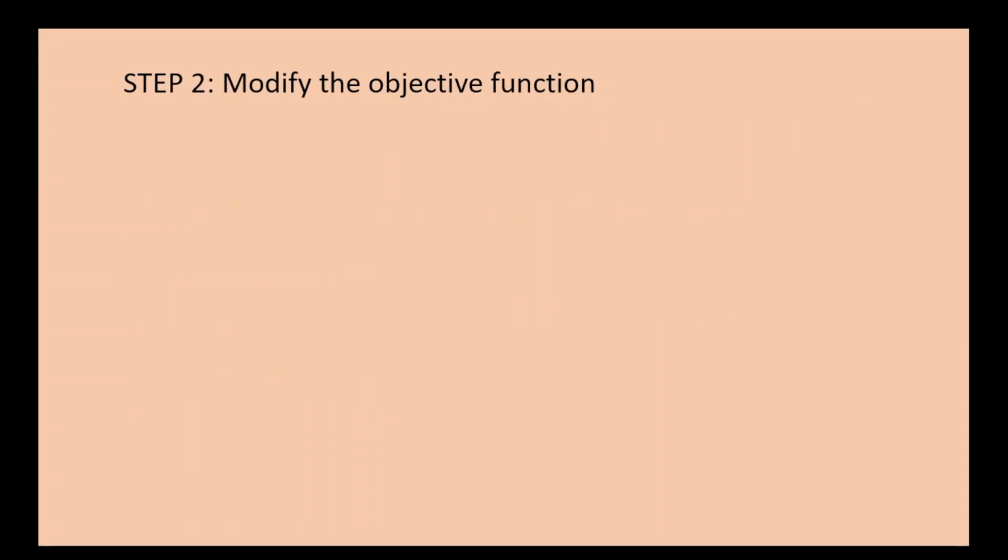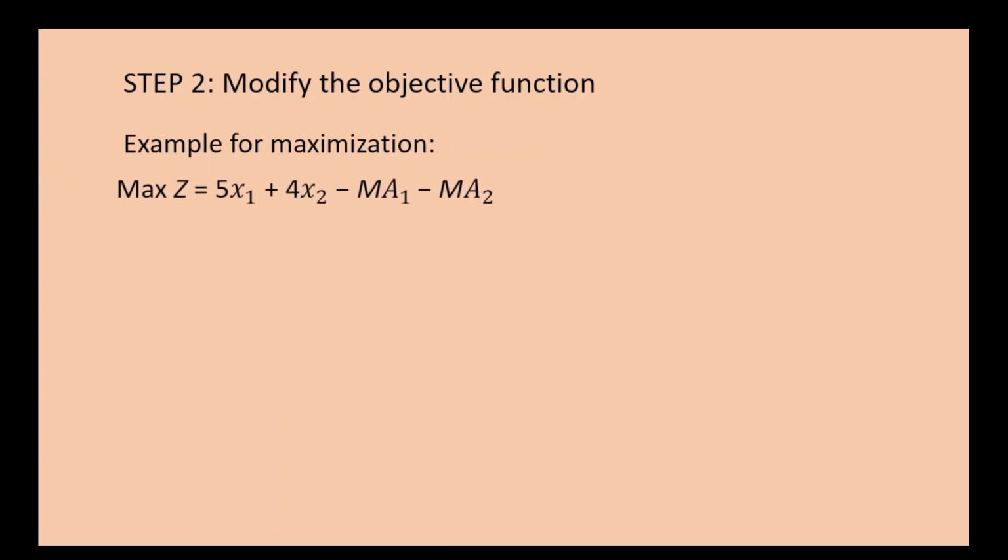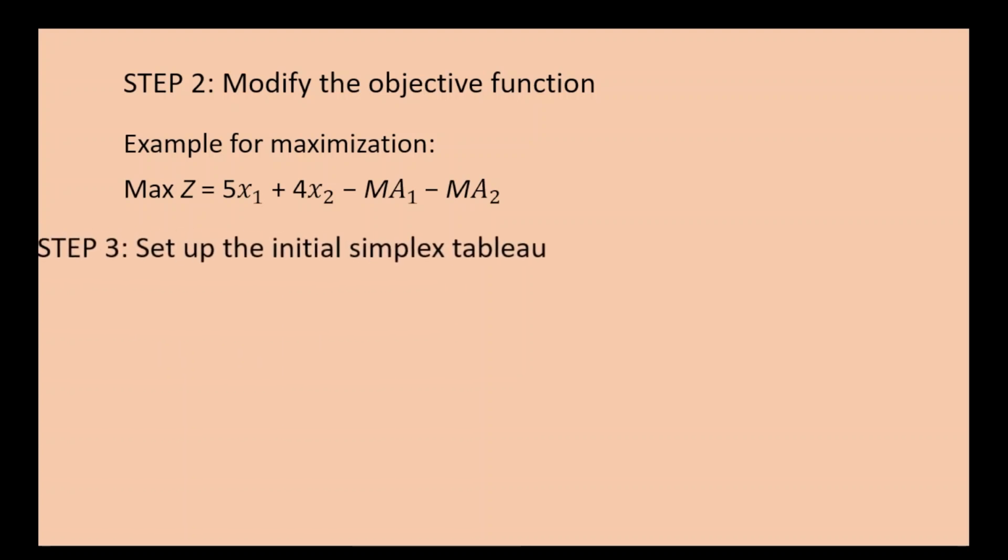Step 2: Modify the objective function. Artificial variables must be penalized with plus M for minimization or minus M for maximization. Example for maximization: max z equals 5x1 plus 4x2 minus Ma1 minus Ma2. This ensures artificial variables will not remain in the optimal solution.